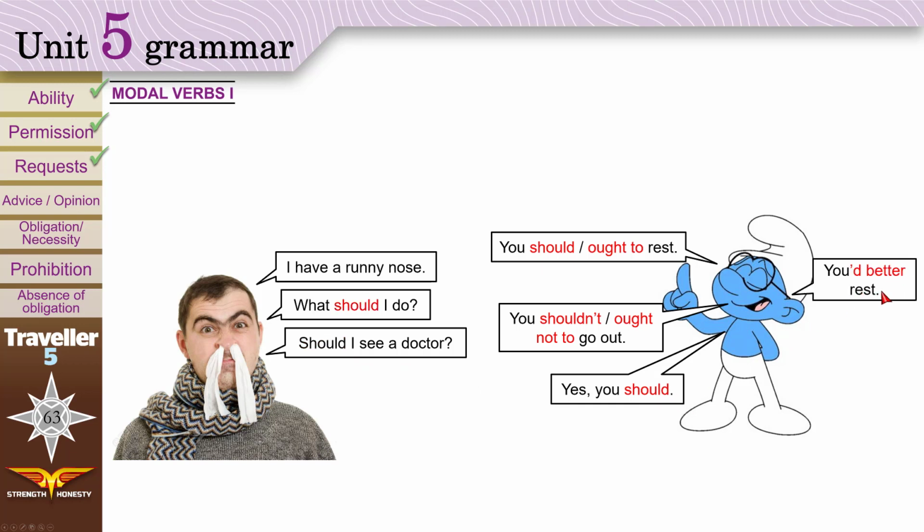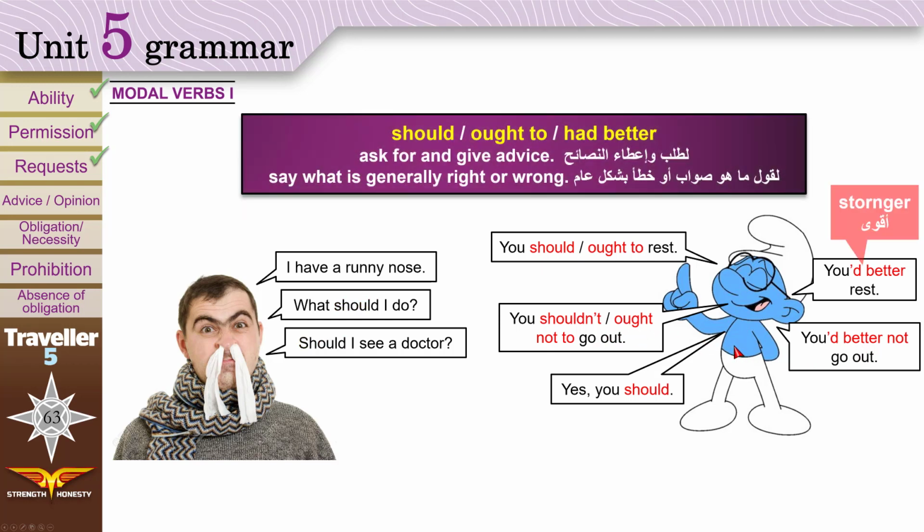You'd better rest. You'd is short for you had. You had better rest. You had better not go out. Now this is the same as this, and this is the same as this, right? What's the difference? The difference is that this is stronger. When you use had better, it is stronger.